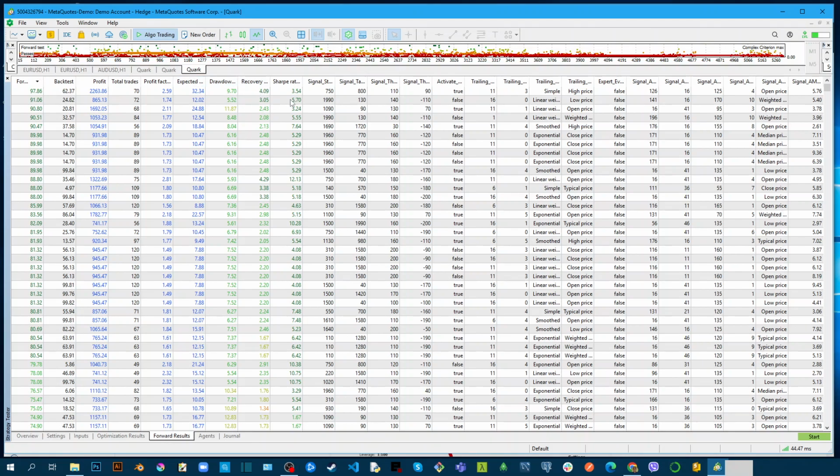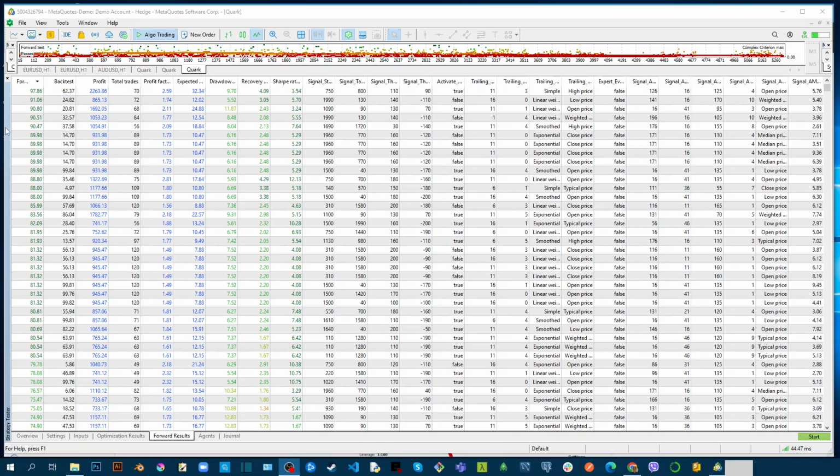Please pay attention on this field: shape ratio, recovery factor, and drawdown. So these inputs must be, for example, must have some nice number here.